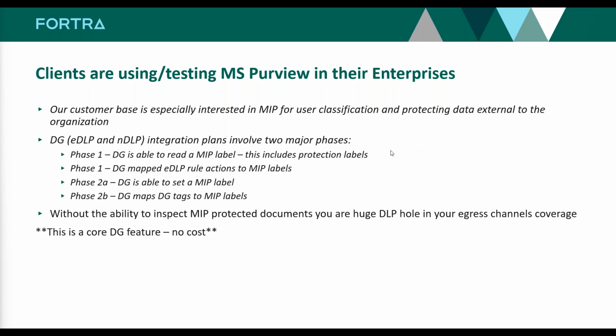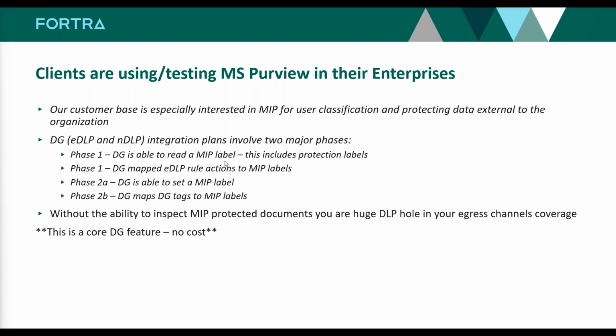That was our first use case, the ability to read labels. The next one was the ability to map labels to rule actions. I'll show you that in a sec. Phase 2, which started this year, was the ability to set a label.